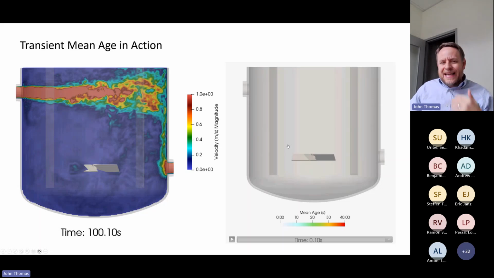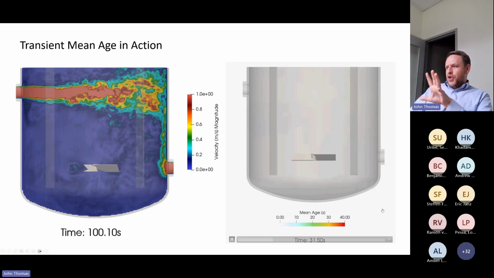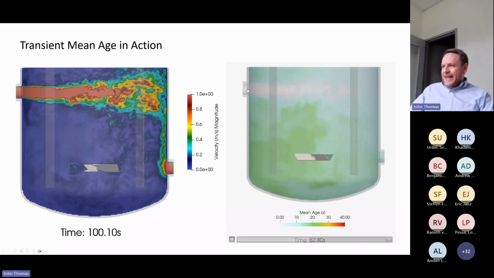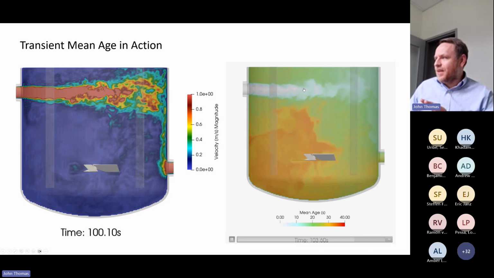So what does this look like in action? Here I'm calculating mean age over time, and it's going to take a while for this figure to come into play because it has to mature into a steady state. Here you can see it. So here I'm watching mean age evolve. Here near the inlet, the average age of the molecules is always close to zero. We always have fresh molecules coming in over time.